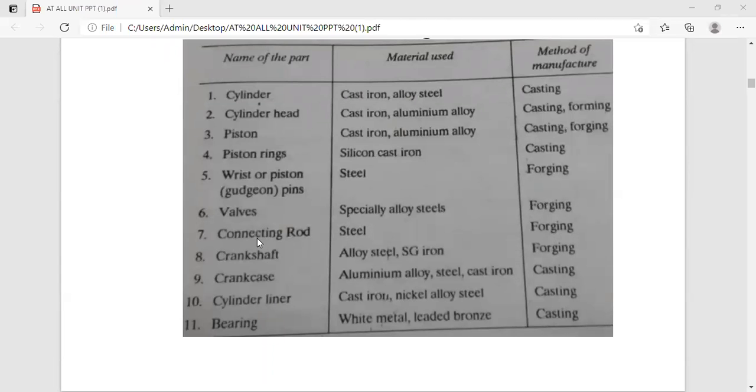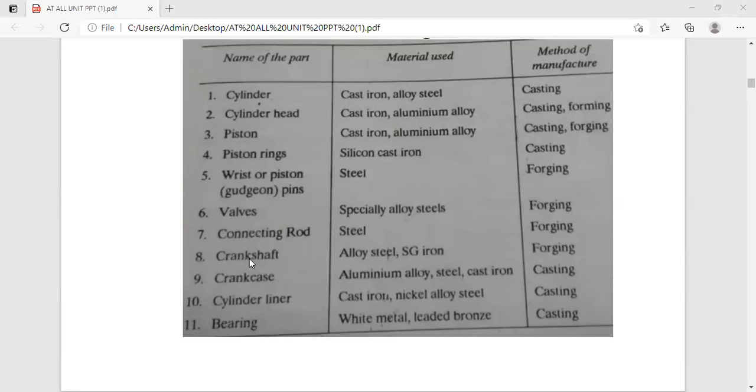Next is the connecting rod. One end of the connecting rod is connected to the piston through a gudgeon pin, called the small end, and the other end to the crank through the crank pin, the big end. The connecting rod transmits the piston load to the crank. It converts the reciprocating motion of the piston into the rotary motion of the crankshaft. It is generally made of nickel, chrome, or vanadium steel, and the method of manufacturing is forging.